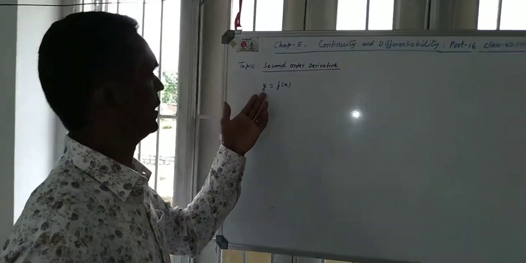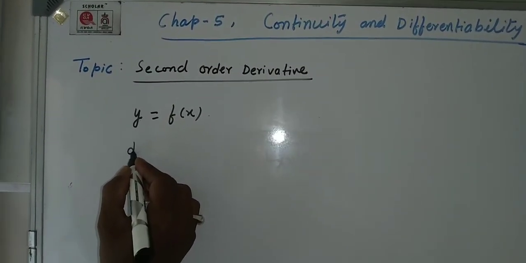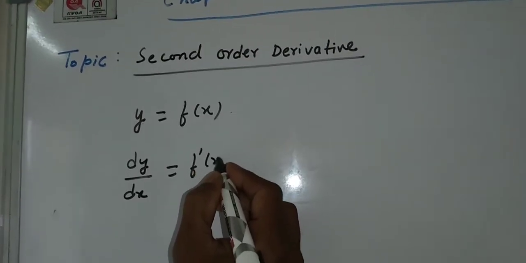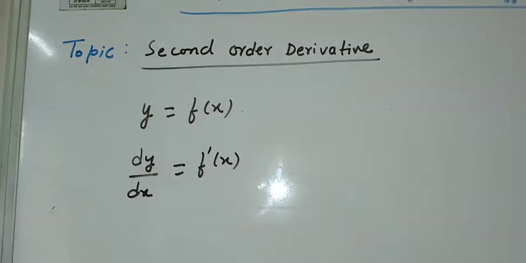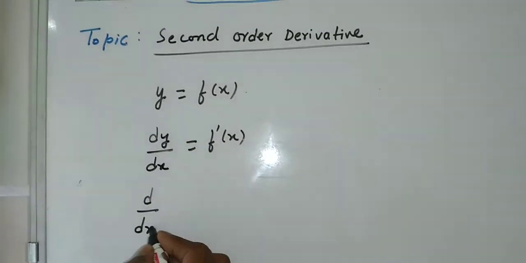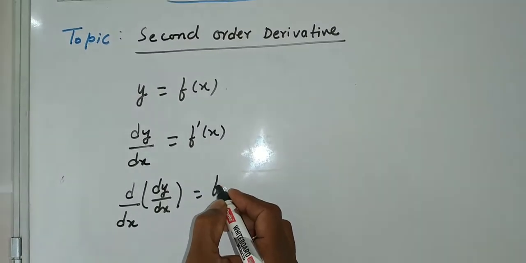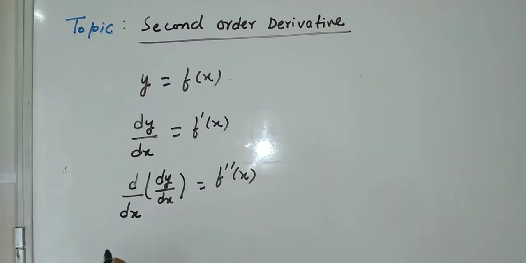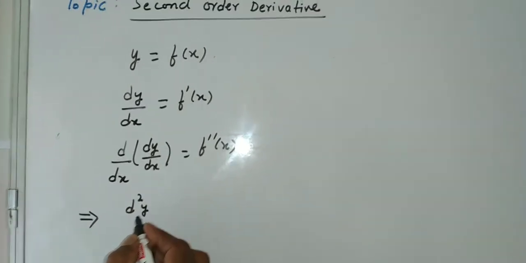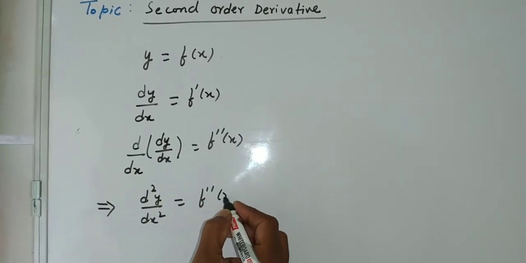Suppose any function is given, y equals f(x). Differentiating, dy by dx equals f dash x. If dy by dx is differentiable, then we can find the second derivative: d by dx of dy by dx is equal to f double dash x. So the second order derivative can be represented as d2y by dx square, which is equal to f double dash x.